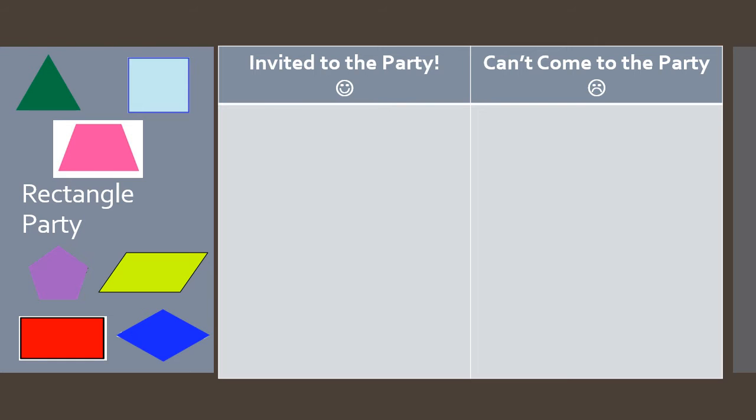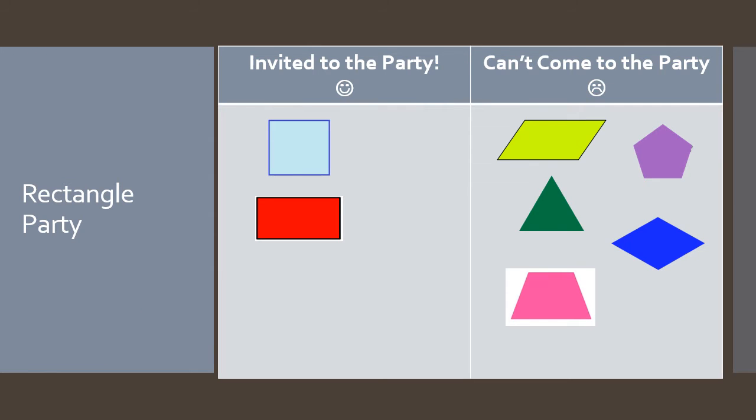Rectangle party! Only invited if you're a rectangle. What is the definition of a rectangle? A rectangle is a shape with four right angles and opposite sides are equal. So the top and bottom, or the two sides, the opposite sides are equal. Which shapes would be invited to the rectangle party? Pause and play for the answers.